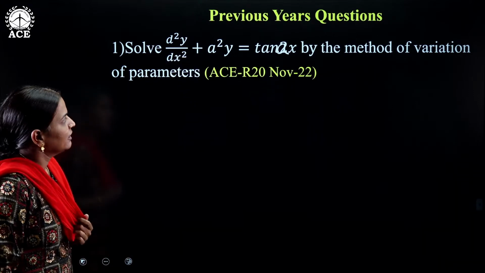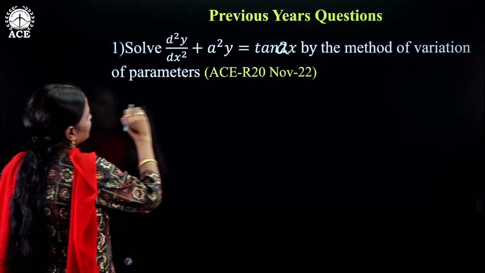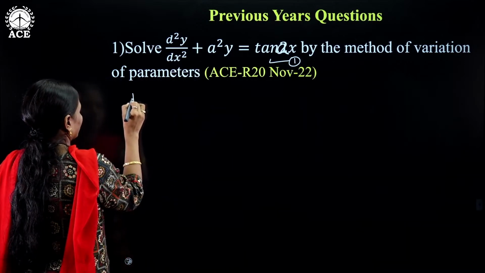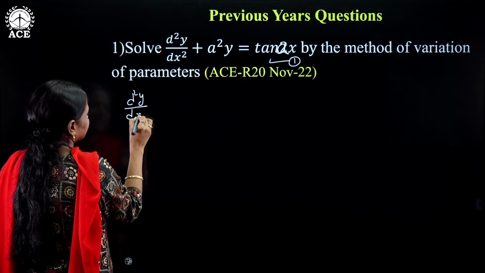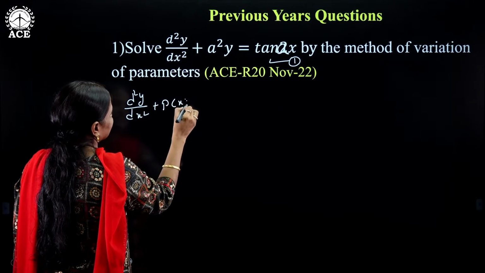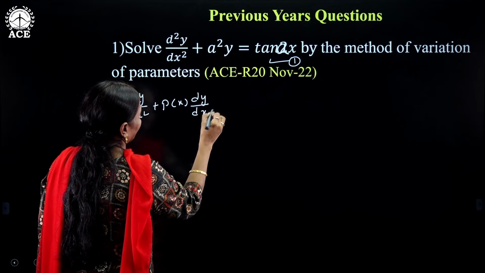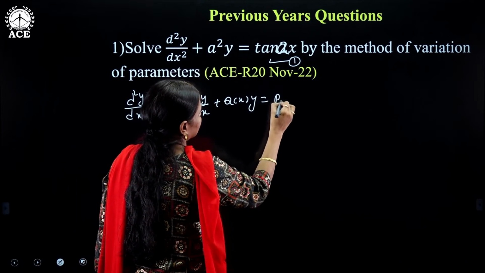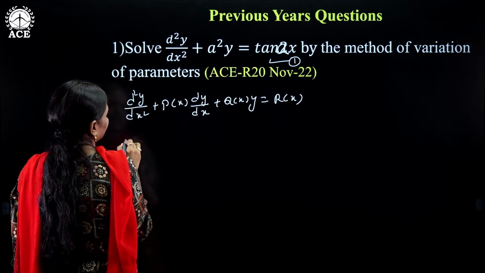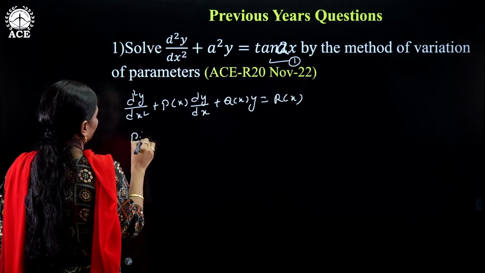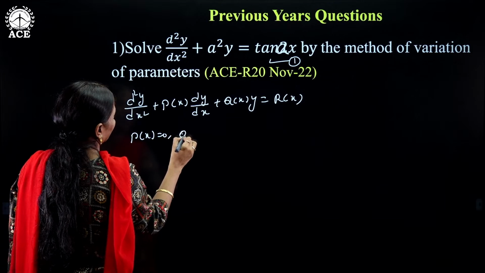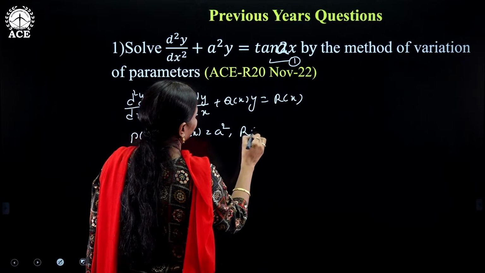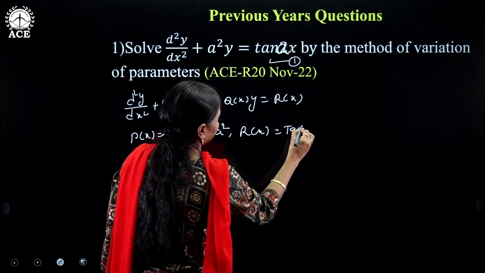So how to find this one? What is the standard form here? If we consider it as equation 1, the standard form of equation 1 is d square y by dx square plus P of x into dy by dx plus Q of x into y is equal to R of x. If we compare these two equations, P of x is equal to 0, Q of x is equal to a square, and R of x is equal to tan ax.